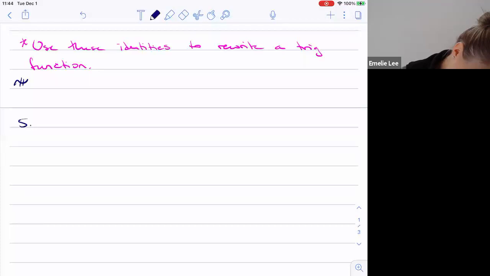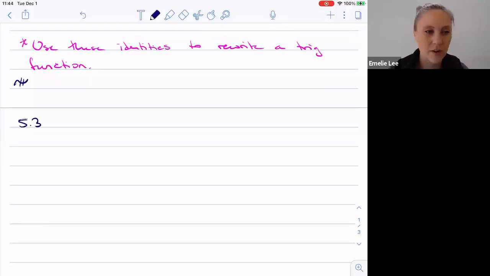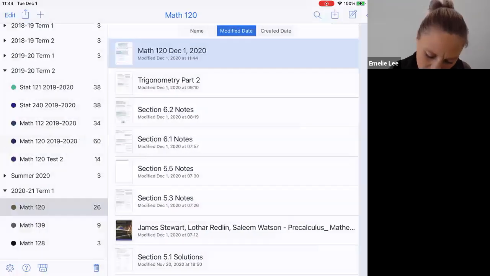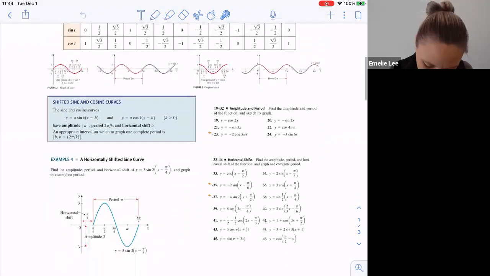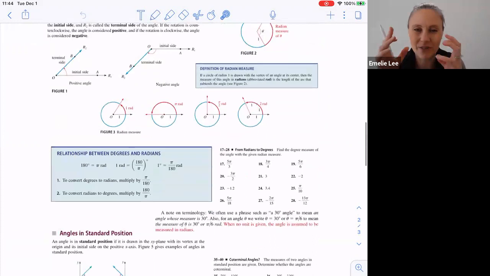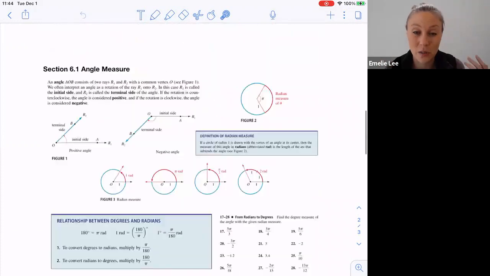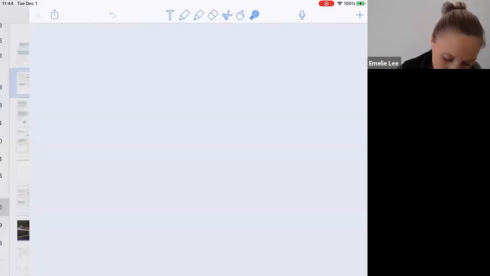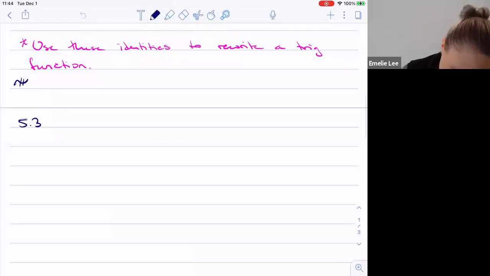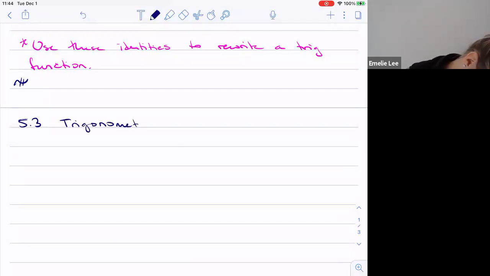Let's see here. We'll start in section 5.3. 5.3 is the graphing part: trigonometric graphs. I managed to squeeze everything onto one page for each section. Trigonometric graphs.